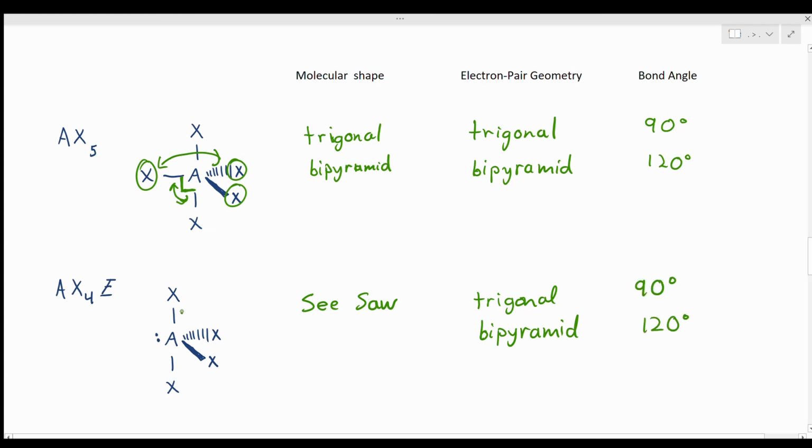Remember, 90 degrees will apply to this one and this one, so right here, and between this one and this one, so 90 degrees here. 120 degrees is still going to be the same between these two, and between the lone pair and this atom, as well as this atom over to this lone pair.